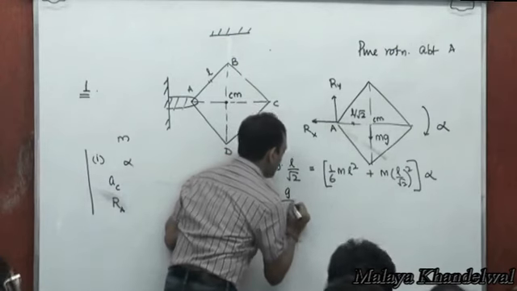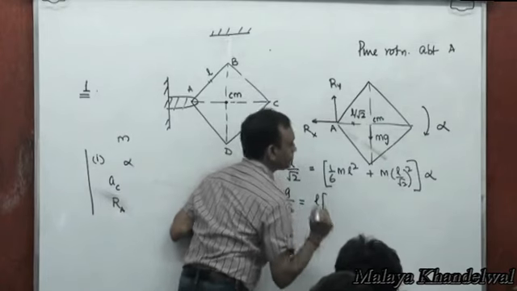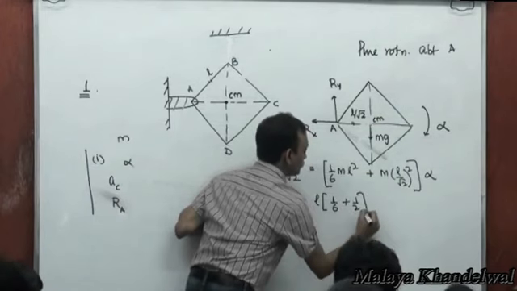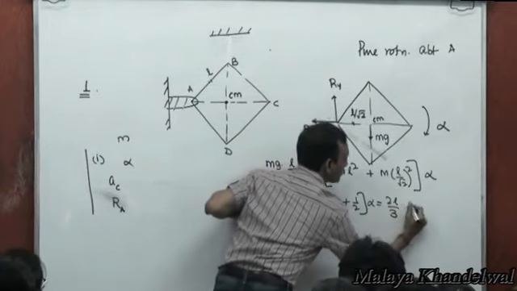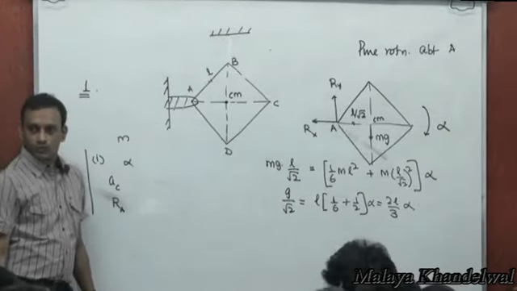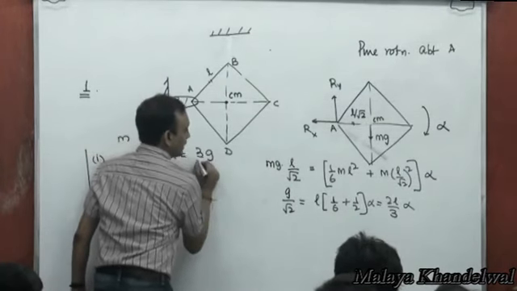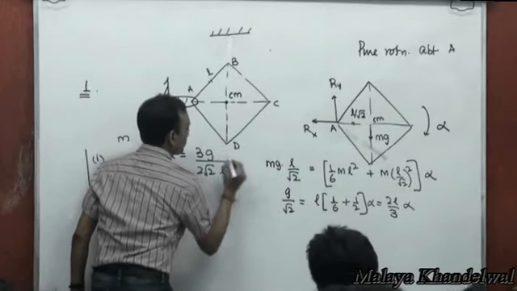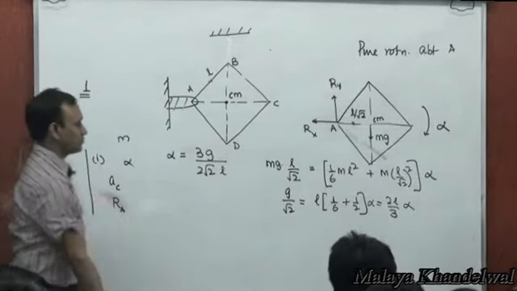So this gives me g by root 2 equals L into 1 by 6 plus 1 by 2, L by 3, into alpha. So I get alpha equal to 3g by 2 root 2 L. These many radians per second squared is the angular acceleration, right? That's 1.